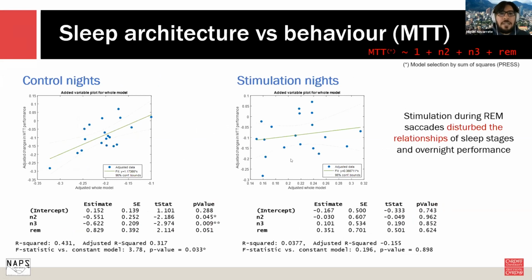Now, we looked at the sleep architecture and the behavior on the mirror tracing task. We found that when we don't make any stimulation, there's a great relationship with the non-REM and REM sleep stages, whereas the stimulation completely disturbs the relationship between the behavior and the EEG.